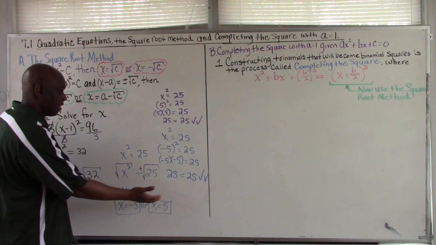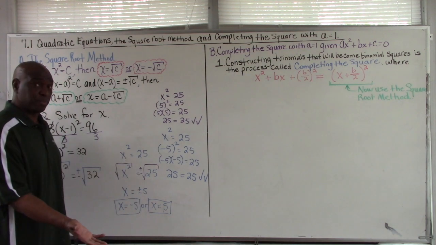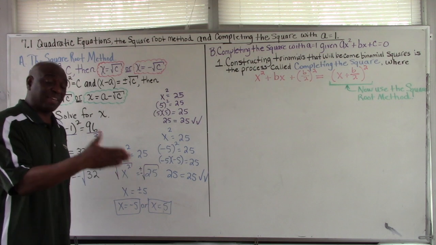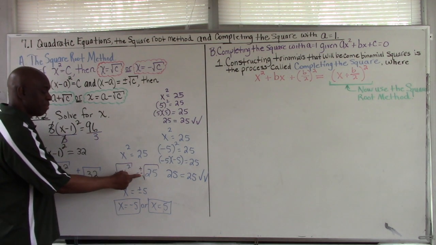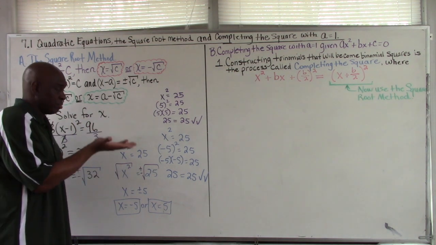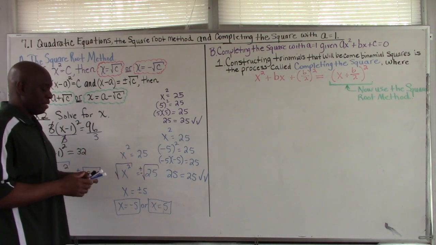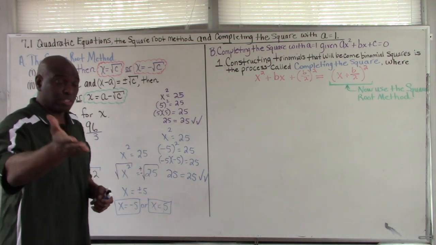They let me know that they both can be multiplied by itself and give me 25 as an answer. So I've got to consider the positive and the negative. You see? So that's why you've got to go plus and minus. You've got to go plus and minus because either one of them is going to give you a solution in this case. All right?